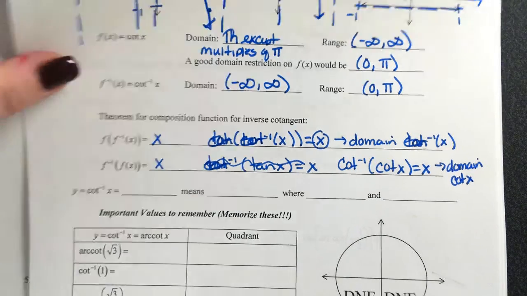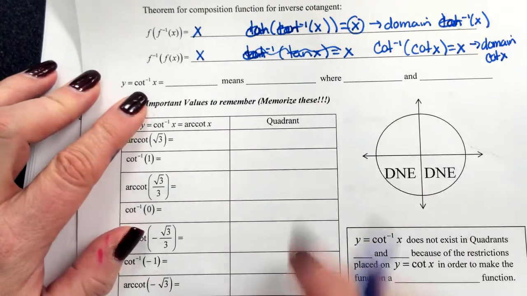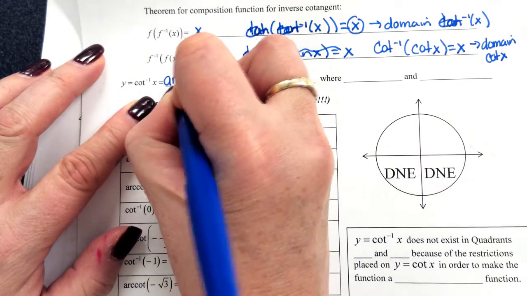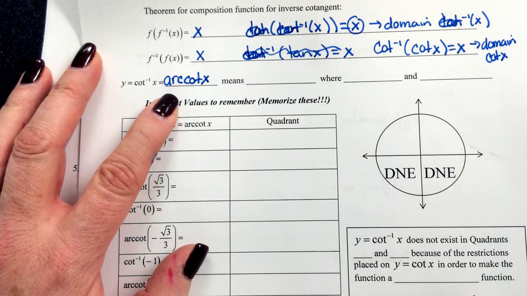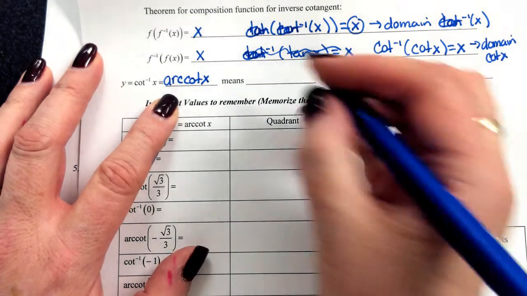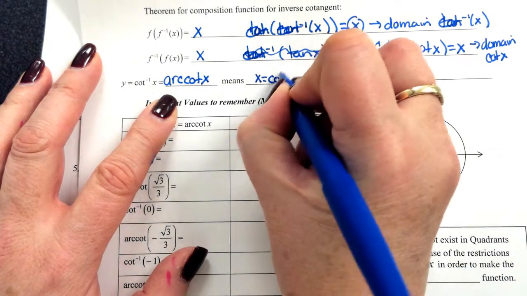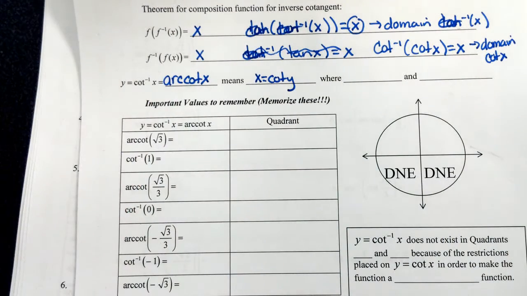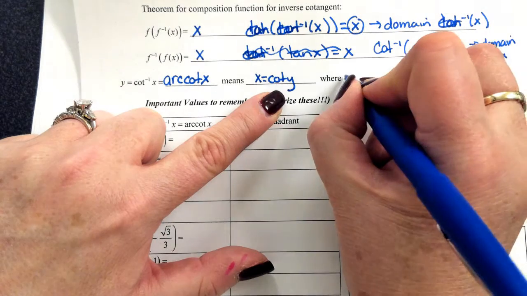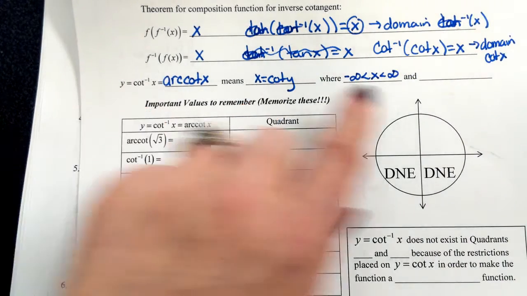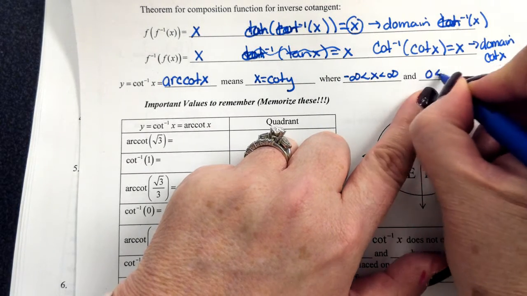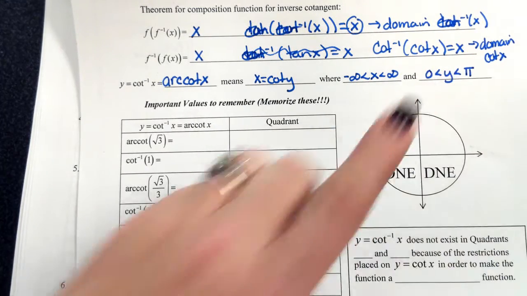So just like all the others, remember, inverse cotangent, you may also see arc cotangent of x. Means the same thing, it's just the inverse notation. And it means x is equal to cotangent of y when you switch the x and the y. The domain for your inverse cotangent, remember, is all real numbers. The range is going to go from 0 to pi.